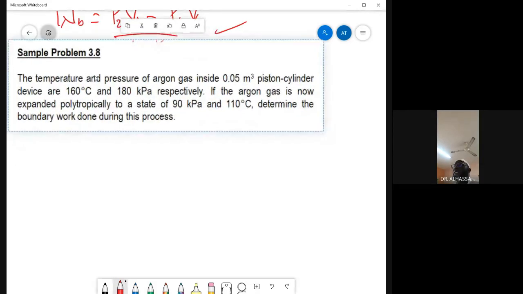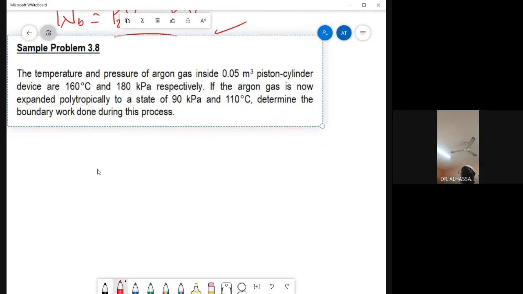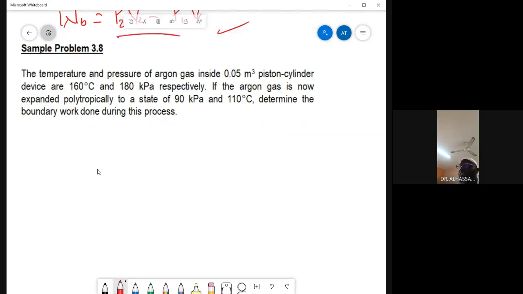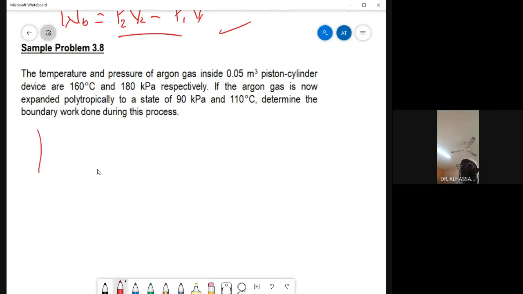So it is similar to what I have discussed now. Okay, so I'm not going to, I'll just explain. Here again, we are told the temperature and pressure of argon gas inside a 0.05 meter cube piston cylinder. So same thing, piston cylinder. We have piston cylinder. So initial volume V1, 0.05 meter cube.